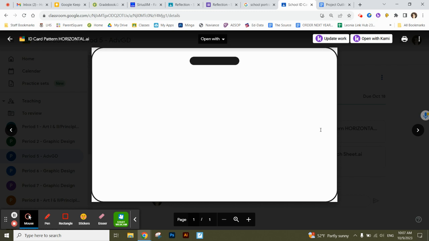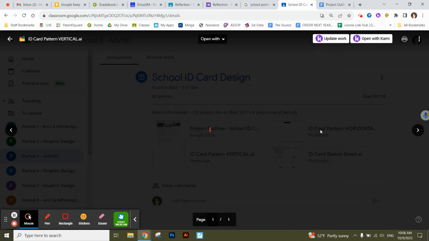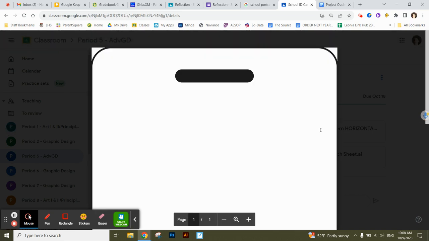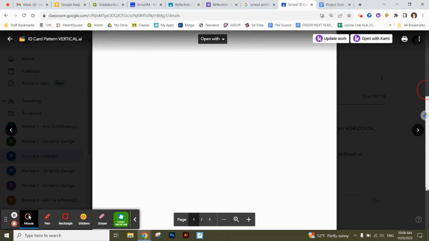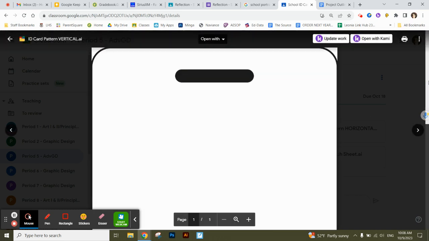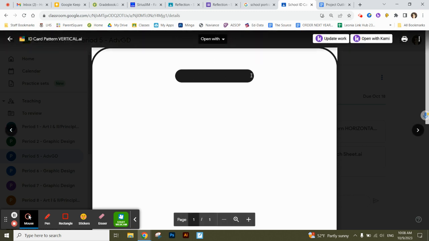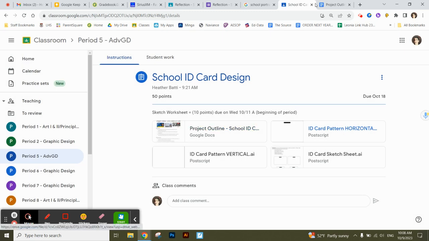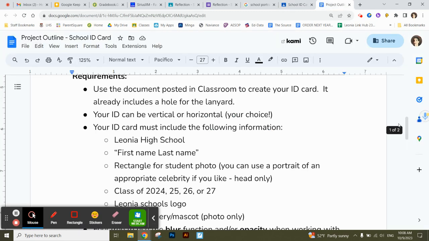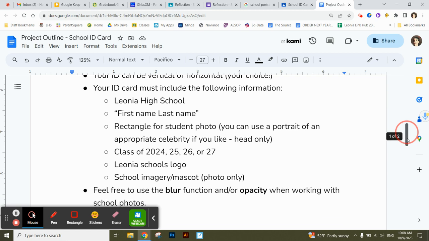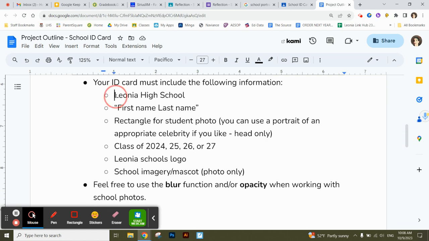You can make your ID card horizontal or you can go vertical. You're only making one. I'm just giving you the option of whichever one you want to do. Also, because we all know these little plasticky sleeves we use always break, I made a hole punch in the digital version so that you're going to work around that little hole punch. Okay. So you get the option of whether you want your card to be horizontal or vertical, but we're going to include all the information we talked about.